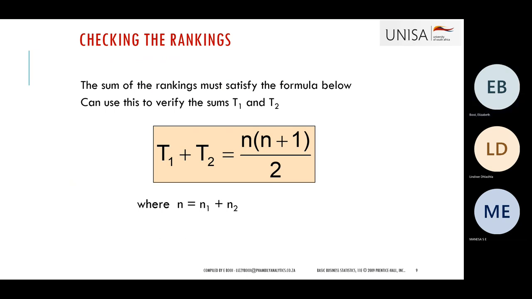So in terms of checking the ranks, we use this formula because it is the sum of the rankings and it must satisfy this formula below. We take the ranks for T1 plus the ranks for T2, and that should be the same as the sample size 1 plus sample size 2, times sample size 1 plus sample size 2 plus 1, divided by 2. And that is why you don't have to repeat N plus 1 twice.